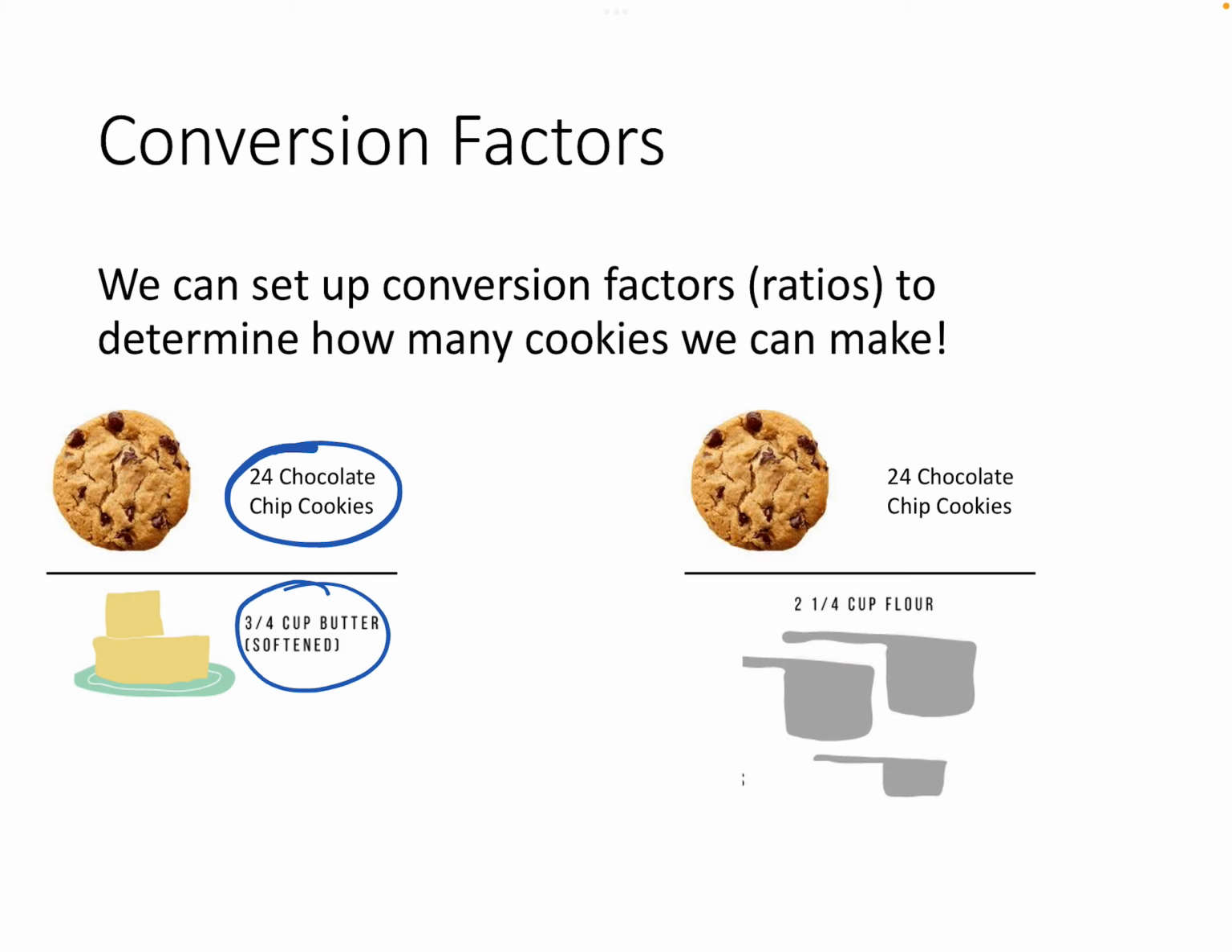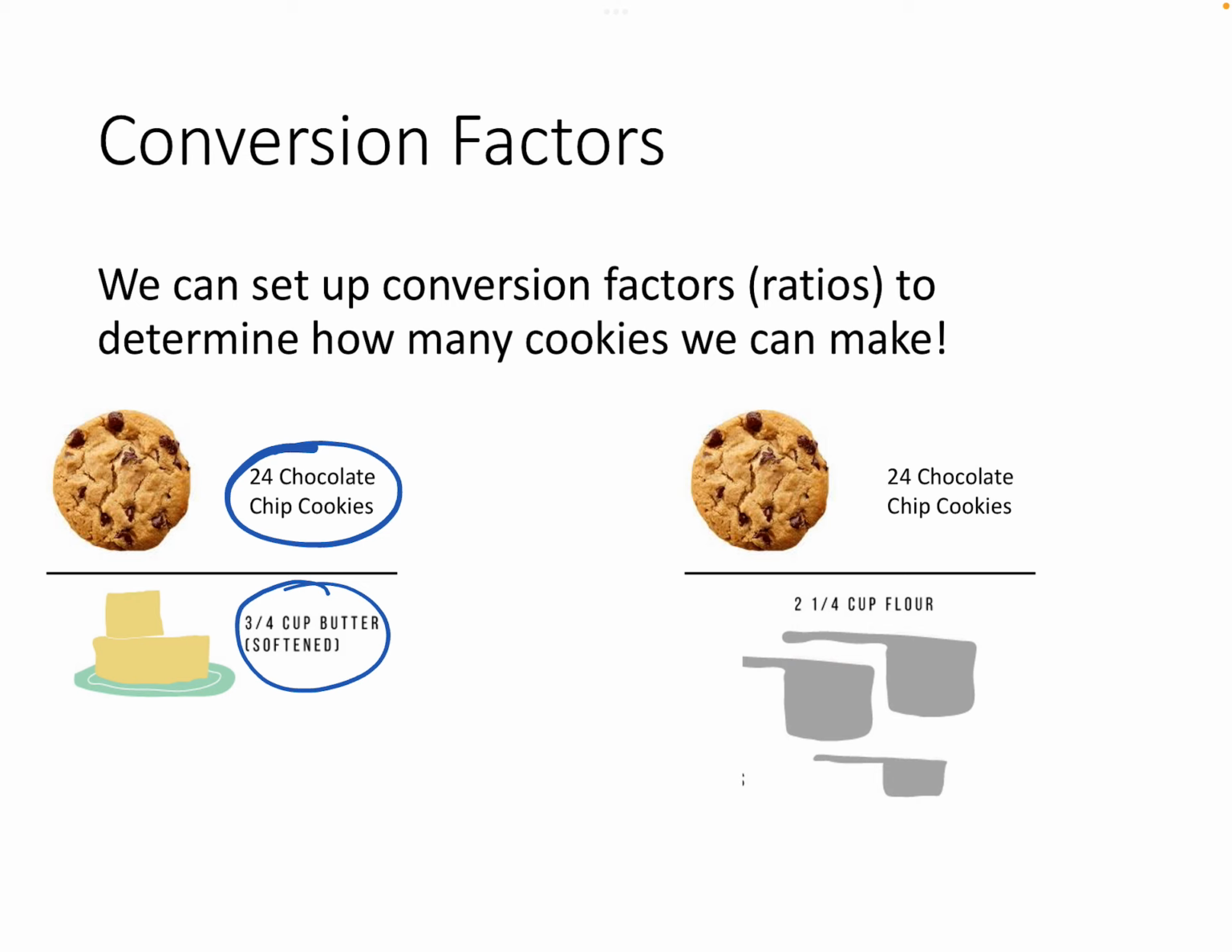So let's say we actually only needed 12 cookies. Maybe we don't need 24 chocolate chip cookies. We only want 12. That means we'd have to also divide the butter by 2, right? So again, we're just looking at that ratio between products and reactants.